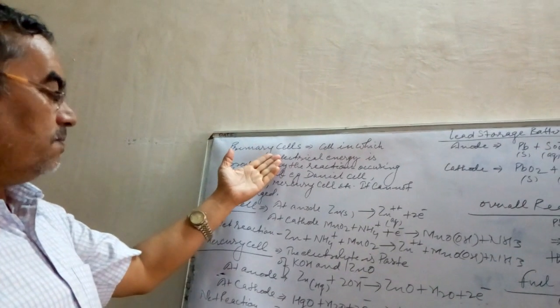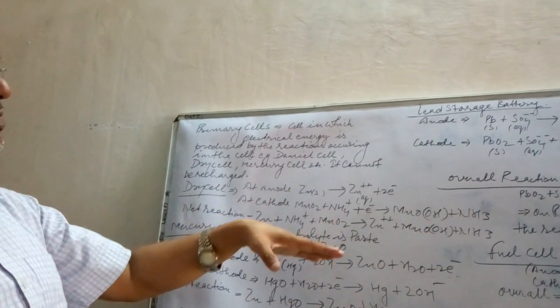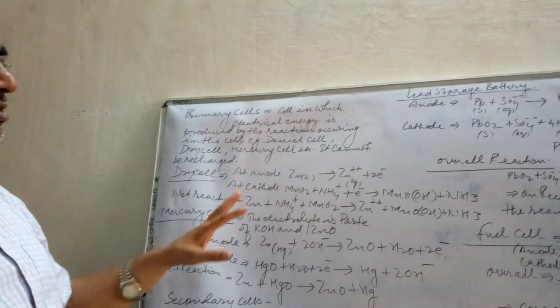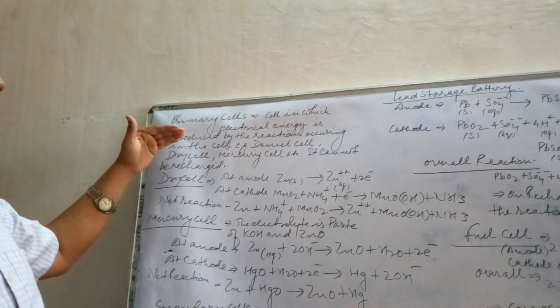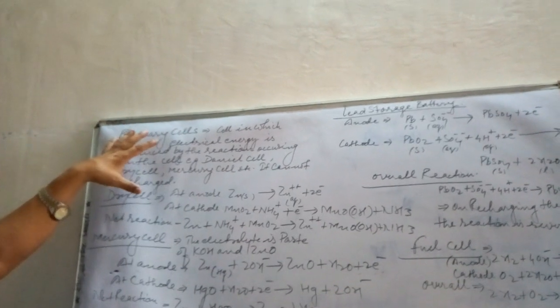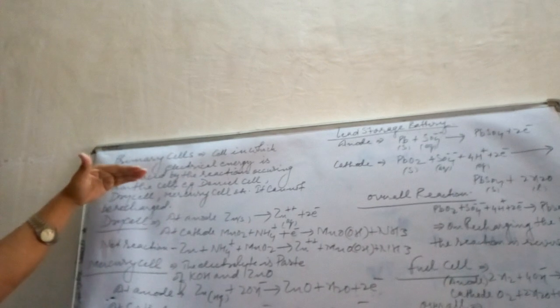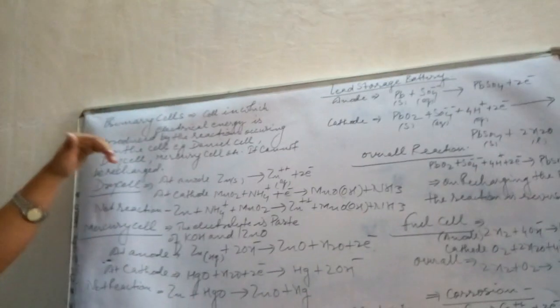Now I am going to discuss cells, batteries, fuel cells, corrosion and galvanization. So cells are categorized into two: primary cells and secondary cells. At the very first, let me discuss what primary cells are.